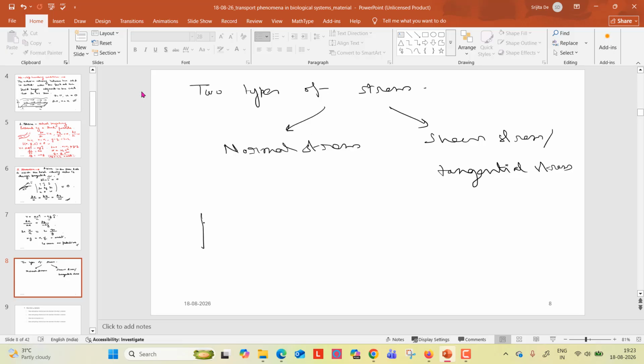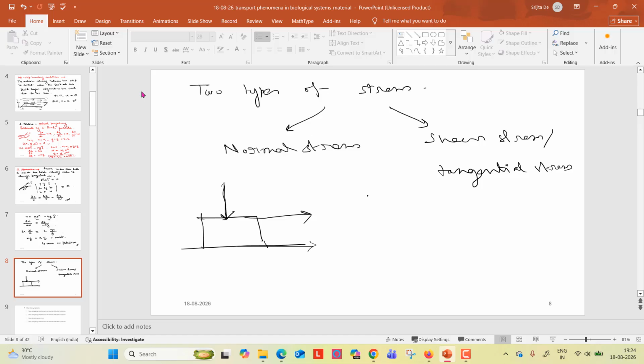Suppose there is a box or particle, whatever it is, and we are pushing it like this. So this is your normal stress, right? And now if you are pushing the particle or box, whatever it is, from this position or from this position, that means you are pushing it tangentially, right? So this is called the shear stress. Okay.